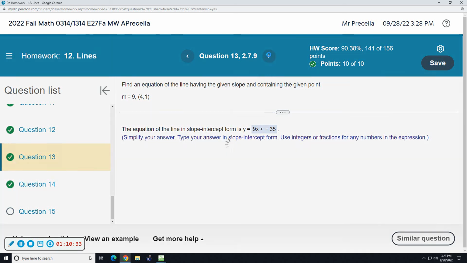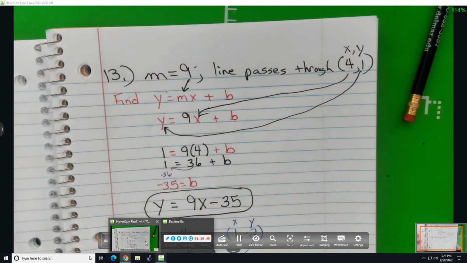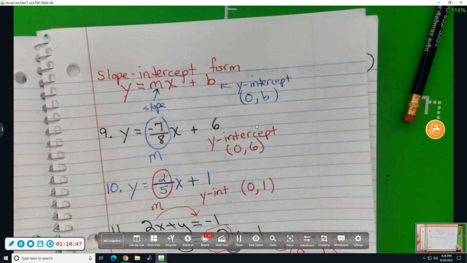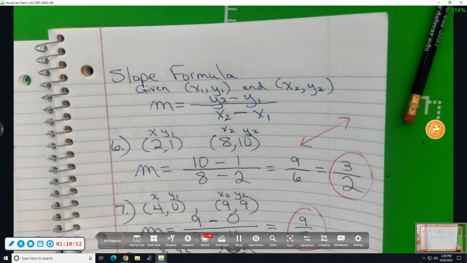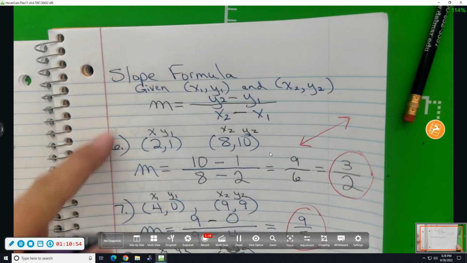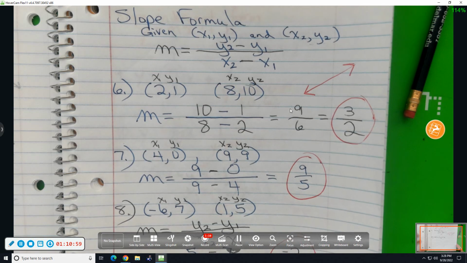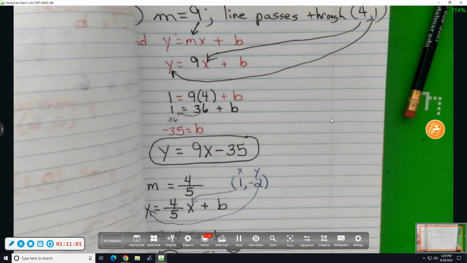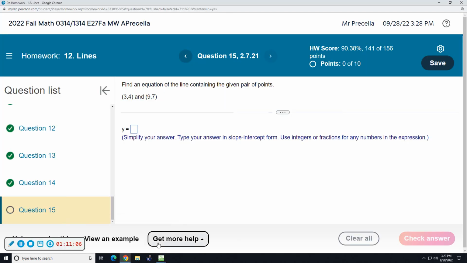So look at number 15. Are they telling us the slope? Well, on that one, they're giving us two ordered pairs. I think there were some other problems where they gave us two ordered pairs. Where was it? Oh, 6, 7, 8, where you had the slope formula. What do you think we're going to need to do on number 15? Yeah, use that slope formula to find the slope.